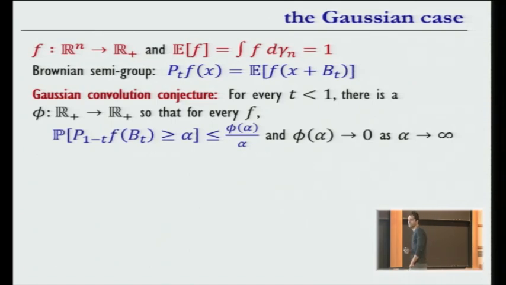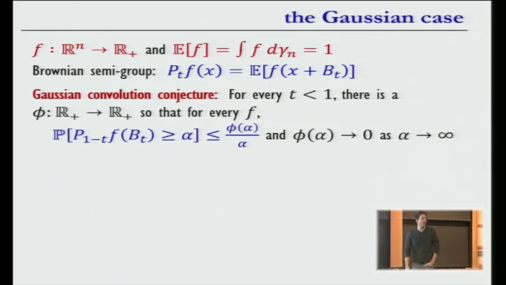So here's the Gaussian version of the conjecture, and here we'll see the phenomenon that was discussed with Avi. So the conjecture is exactly the same thing: when you apply some noise to the function, you should get tails that are better than Markov's inequality. It's just that this is what we're evaluating now.